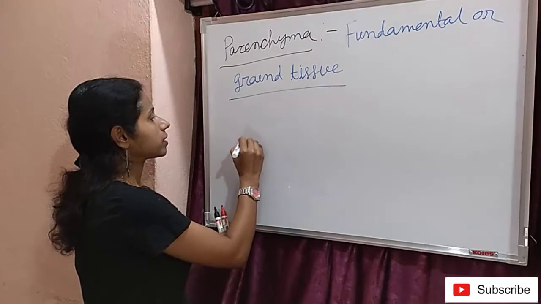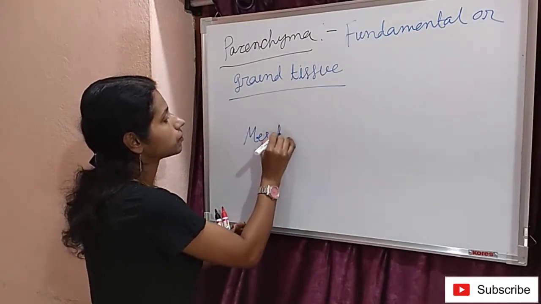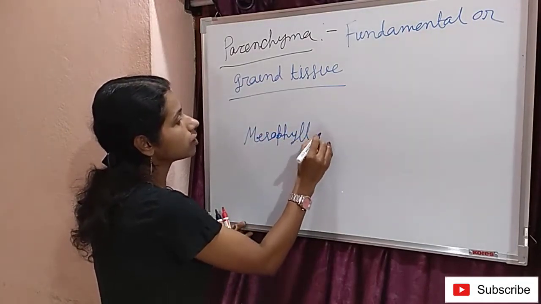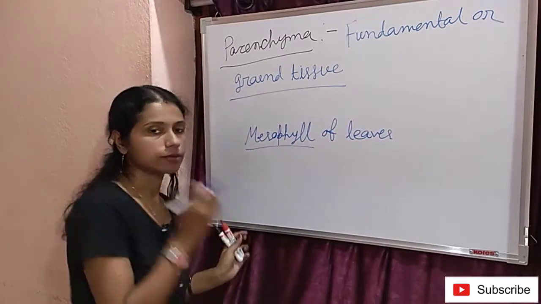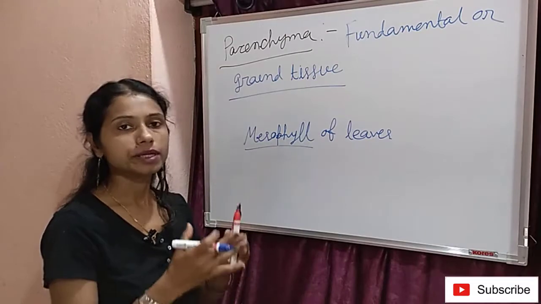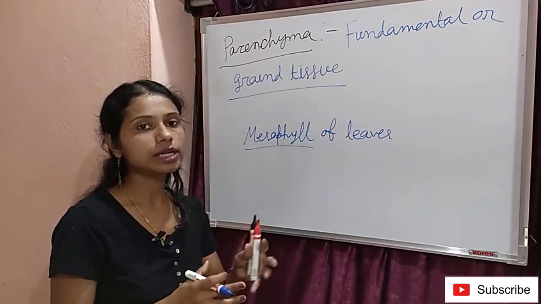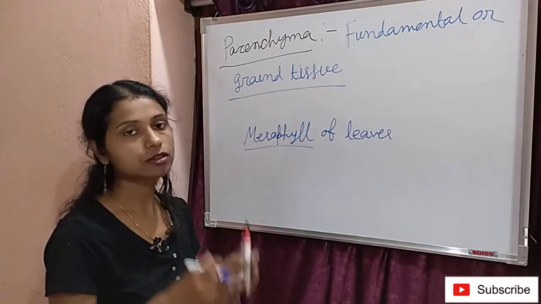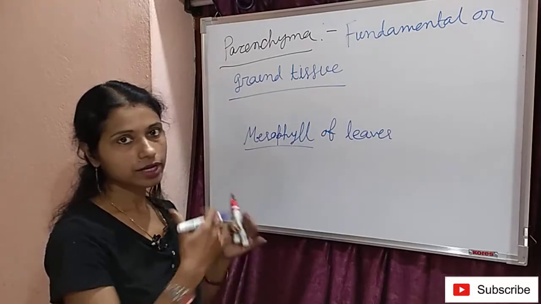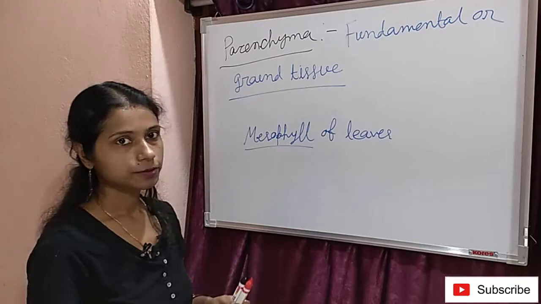Now it is also present in the mesophyll of leaves. Now what is the mesophyll of leaves? Mesophyll of leaves means inside the leaves there are two layers. These two inside layers are called the mesophyll of leaves. These are the soft parts. So here mesophyll is present.